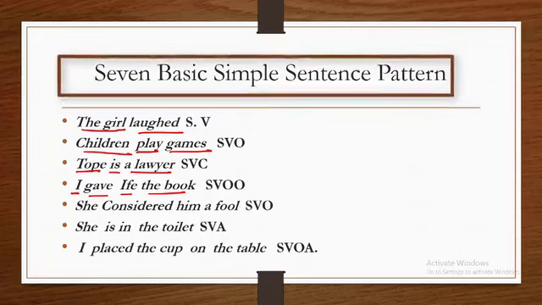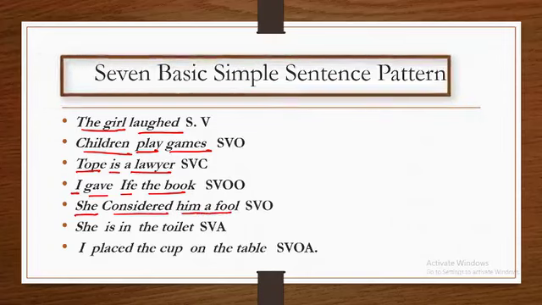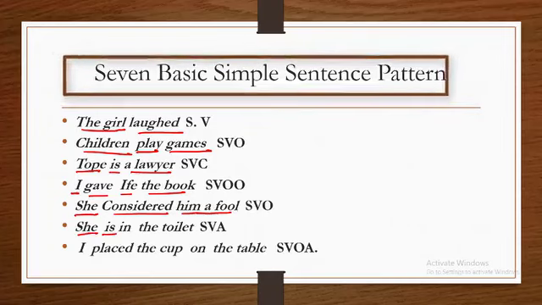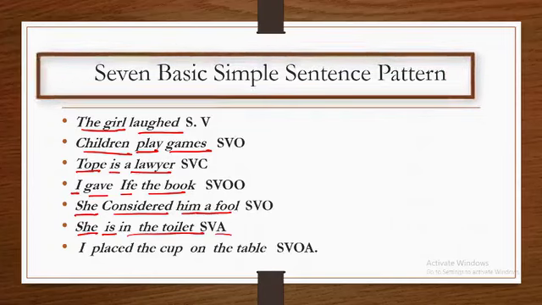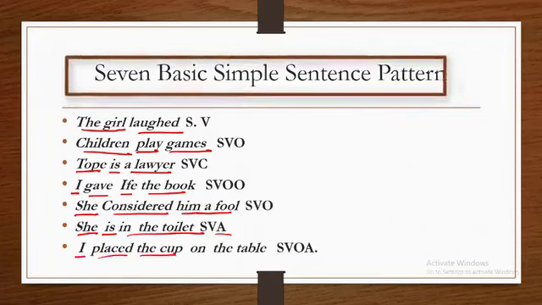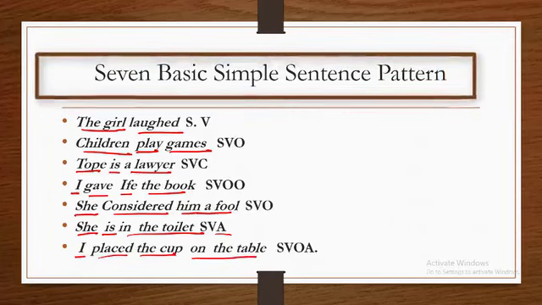She considered him a fool. She, subject; considered, verb; him, object; a fool, complement. Then we have: she, subject; is, verb; in the toilet, an adjunct of place. Then I, subject; placed, verb; the cup, object; on the table, adjunct, or what you call adverbial.